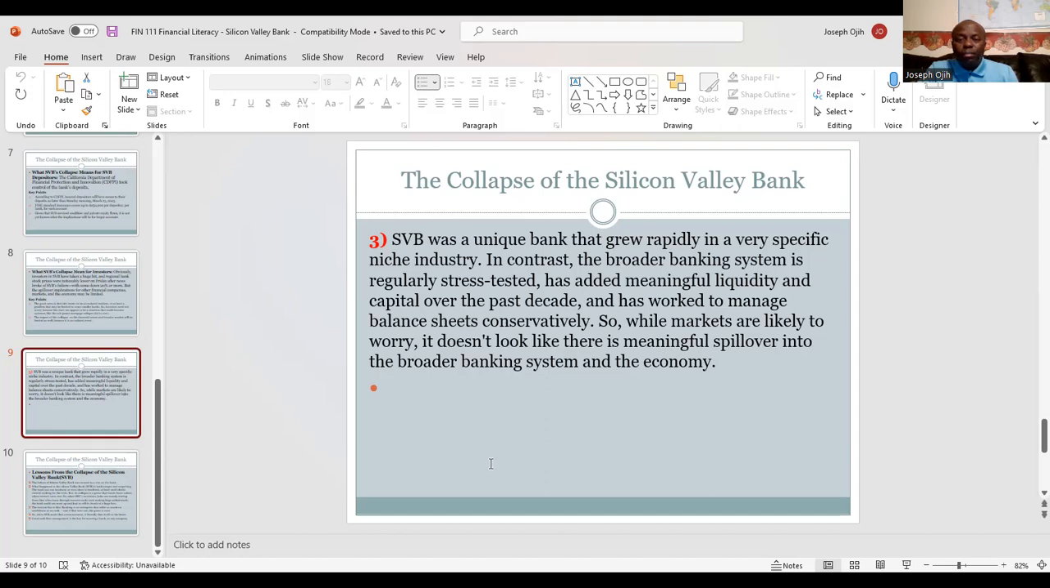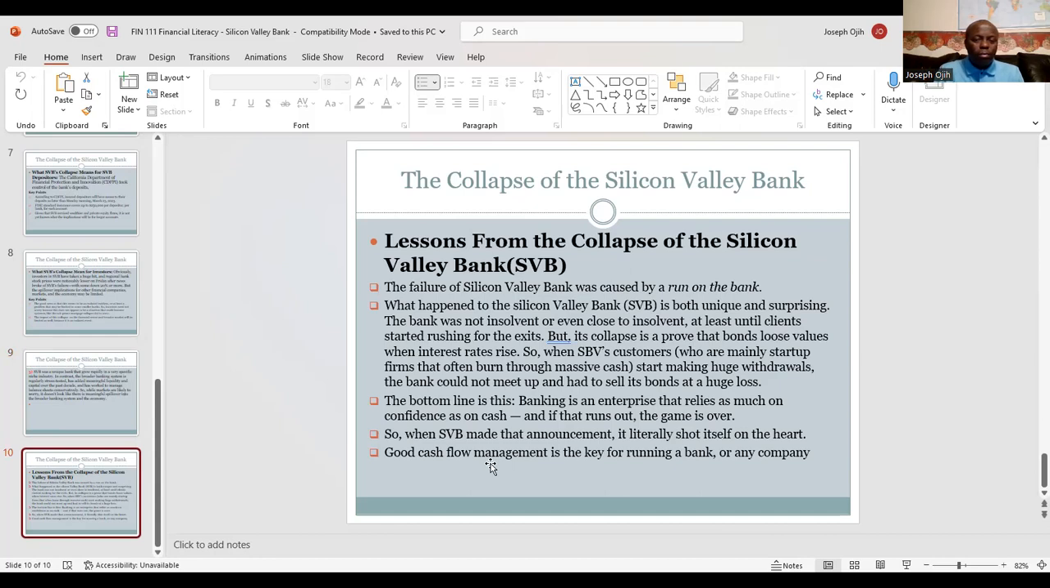So the broader banking system is regularly stress tested and has added meaningful liquidity and capital over the past decades. Not only that, they have worked to manage their balance sheets conservatively. So even though this thing happened, and naturally it is very natural for investors and the entire market to worry, it doesn't look like there's going to be a meaningful spillover into the broader banking system and the economy. So that's good news.